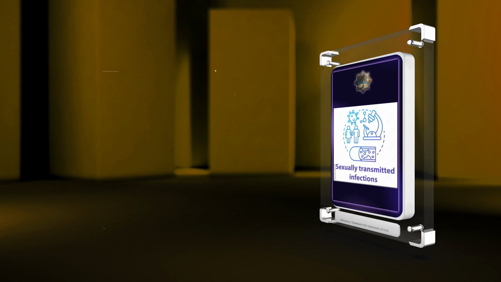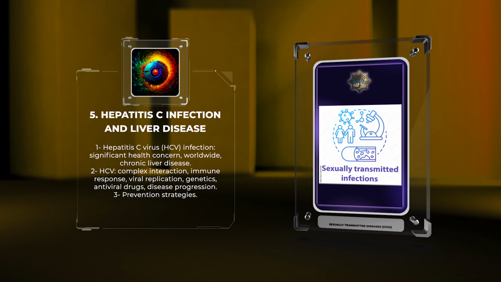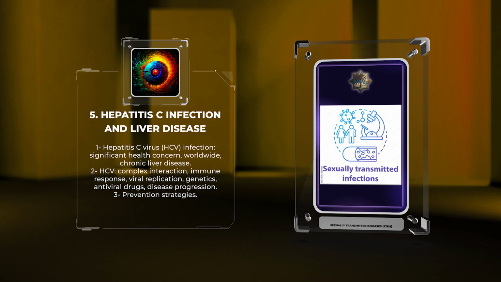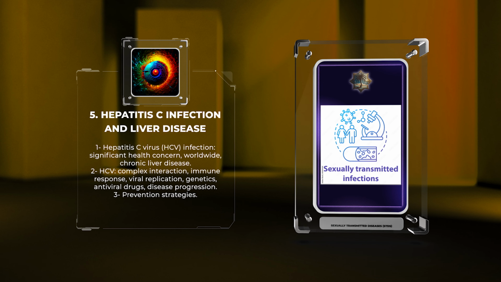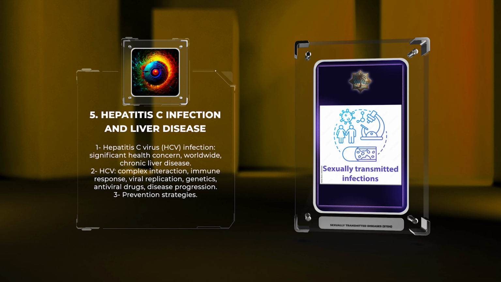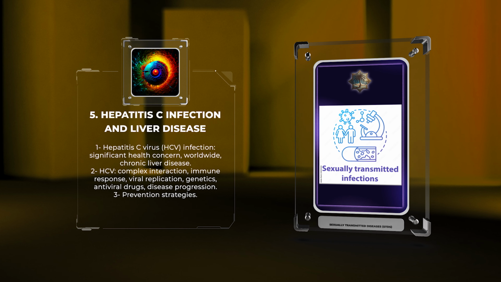Hepatitis C virus, HCV, infection is a significant health concern worldwide, leading to chronic liver disease. This video will explore the complex interaction between HCV and the immune response, the role of viral replication and genetics, and the impact of new antiviral drugs on disease progression. Prevention strategies will also be discussed.